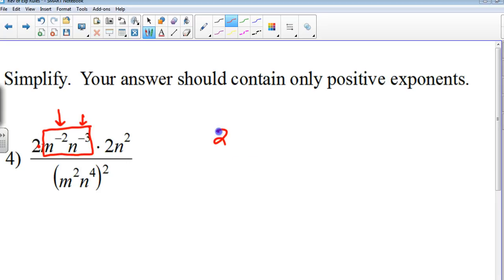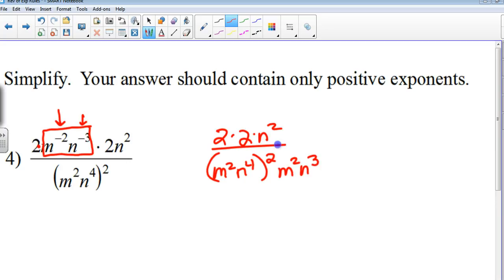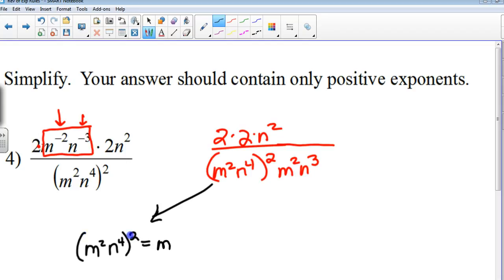So I have on top, you could have simplified this as you went, and then we just moved 2 m's and 3 n's down there. Okay? Now, can I just talk about this little piece for 1 second? m squared n to the 4th, squared, means m squared n to the 4th times another m squared n to the 4th.